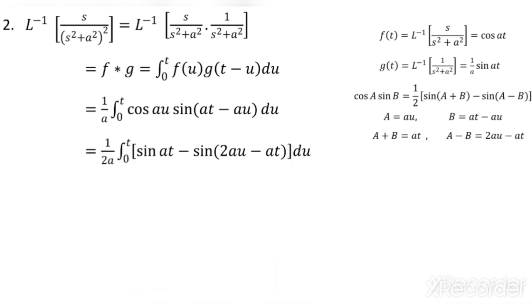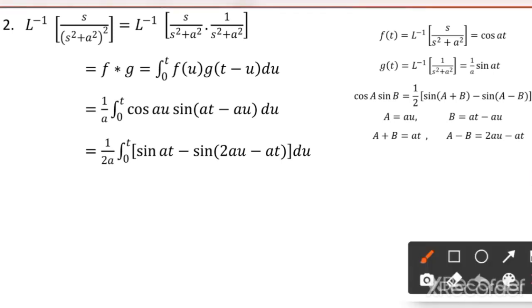So this gives 1 by 2a integral of sin at minus sin of 2au minus at. Integrate. So again the integral is with respect to u, you have to be very careful. The integral of the first term is just a constant, sin at is constant. So the integral of that is u sin at.